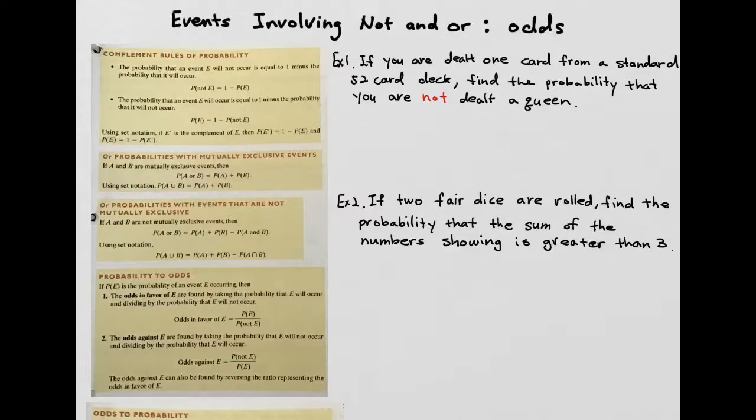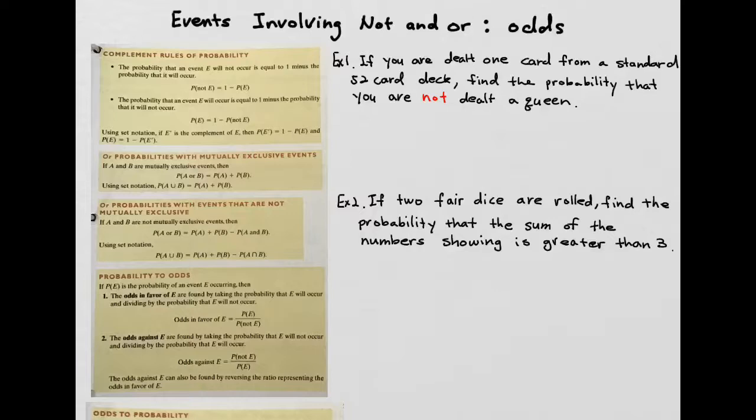Today's section, we're going to talk about events involving "not" or odds. Let's look at examples. Example 1: If you are dealt one card from a standard 52-card deck, find the probability that you are not dealt a queen. This problem, you have two ways of doing it.